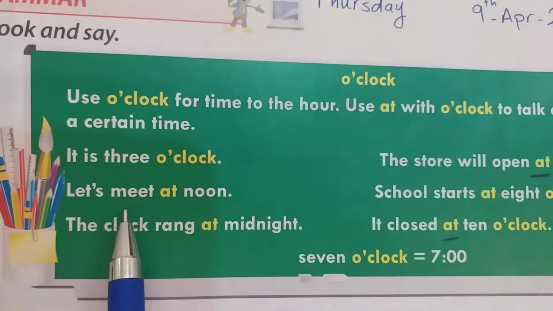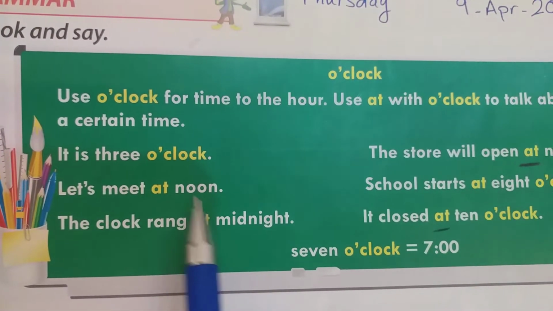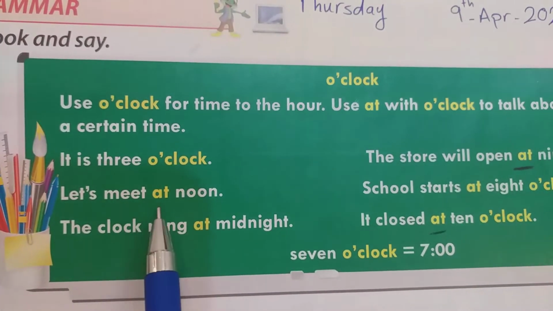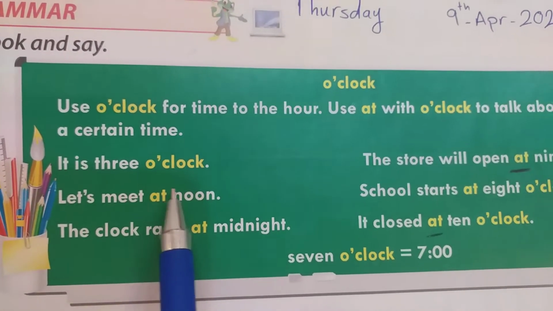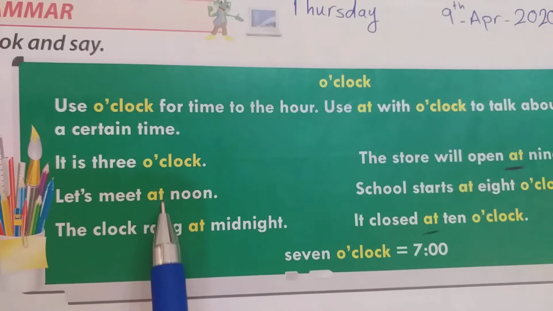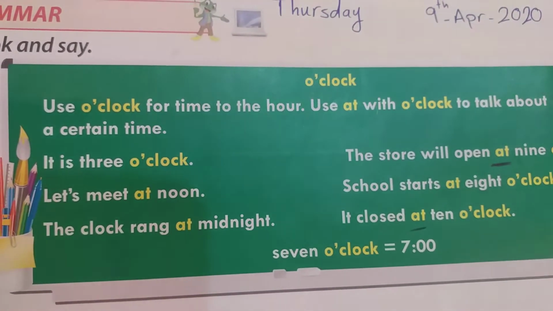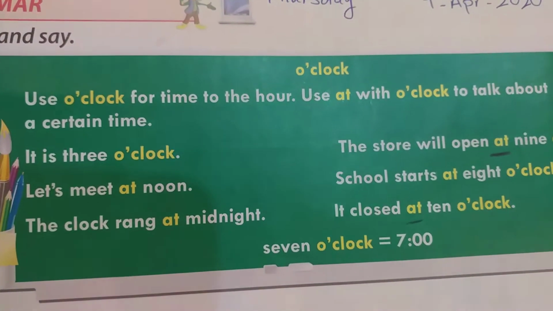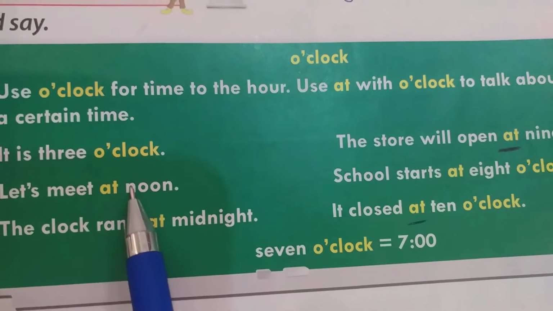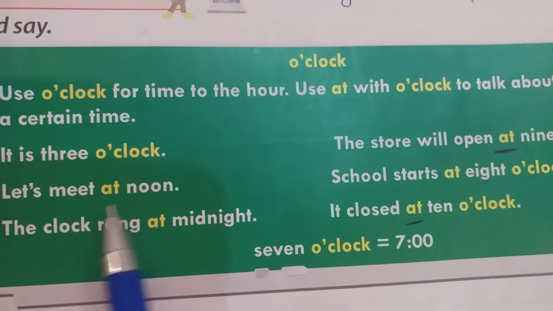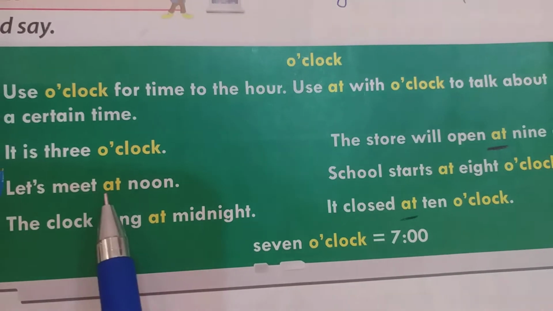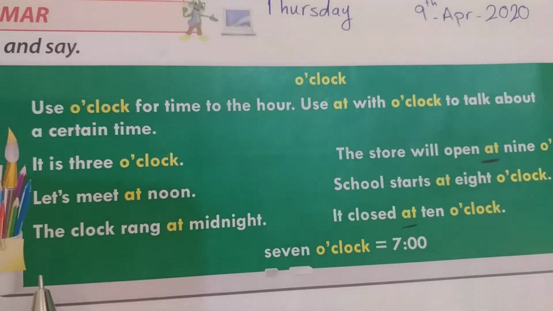Okay. Let's meet at noon. Here we have a certain time. دعنا نتقابل عند الظهيرة. So here we have a certain time. So I have to use at.